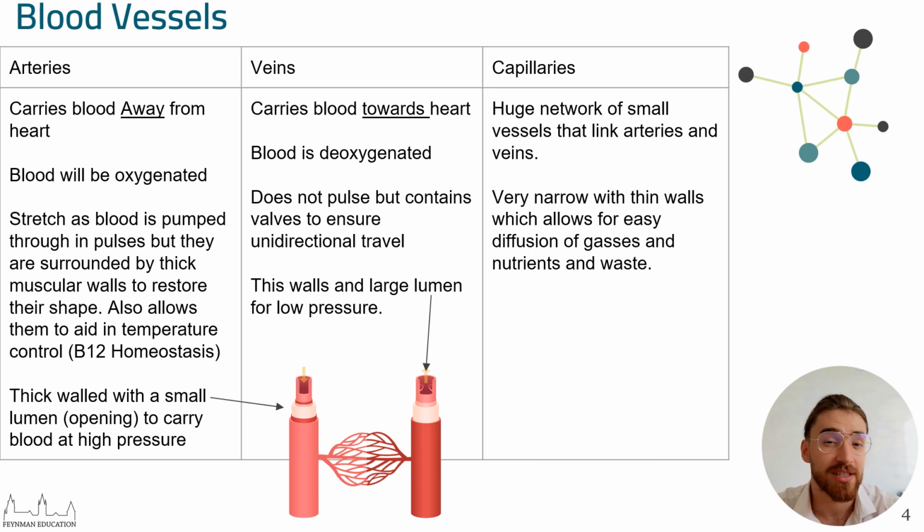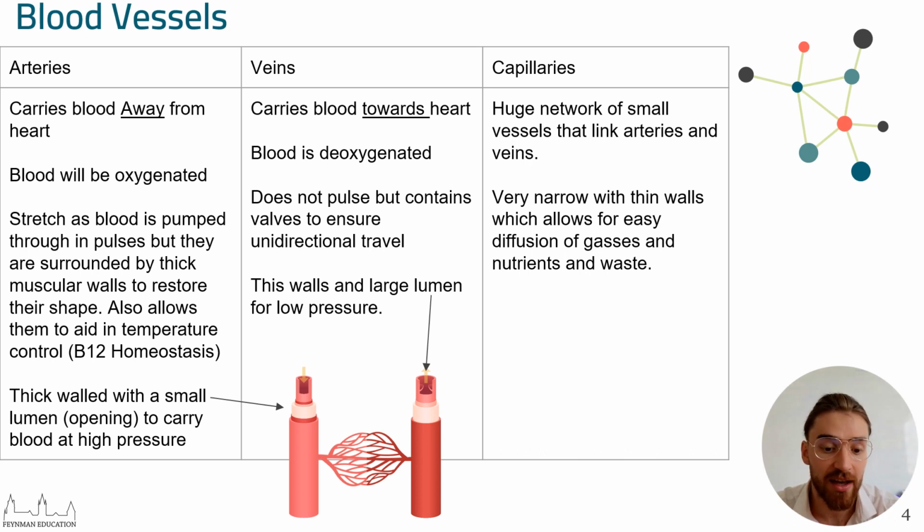They're also going to have a smaller lumen. Now the lumen is the actual hole of the blood vessel. So arteries are going to have a smaller lumen and more muscular to keep that pressure as high as possible to get oxygen to the body as quickly as possible and as efficiently as possible.